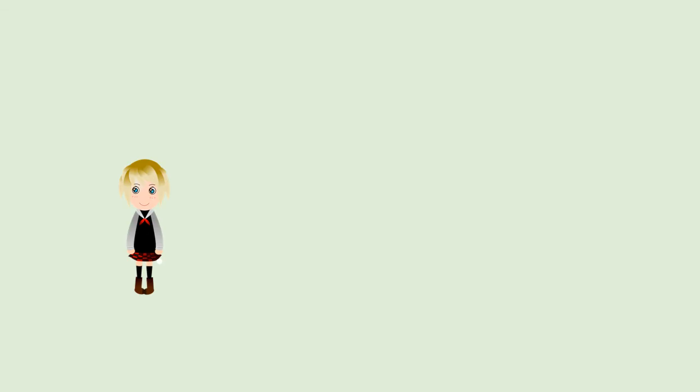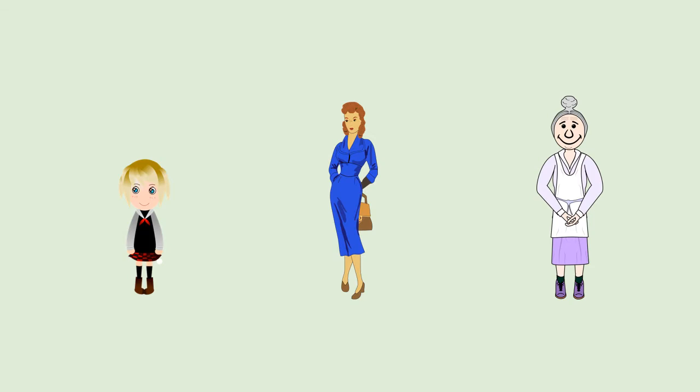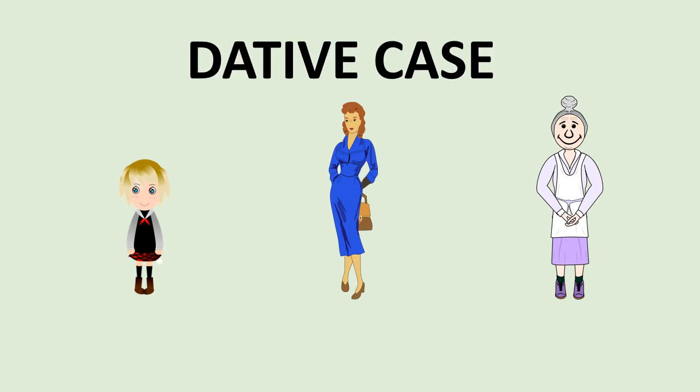This girl looks to be 6 or 7 years old. This lady may be 30. And this grandmother of 9 is definitely older. Expressing age is one of the applications of the dative case, but not the only one. So today, we'll look at the usage of the dative case in the Russian language.